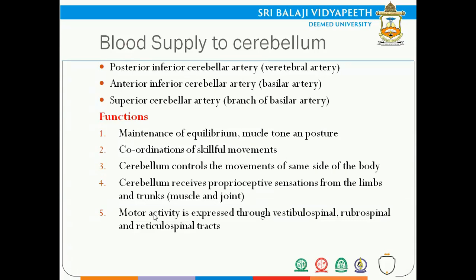Okay, proprioception. You take a knee hammer, you try to hit the knee. What happens? The vibration from the joints and the muscles is taken to the brain by means of the cerebellum. The motor activity is expressed through the vestibulospinal, rubrospinal and the reticulospinal tracts.